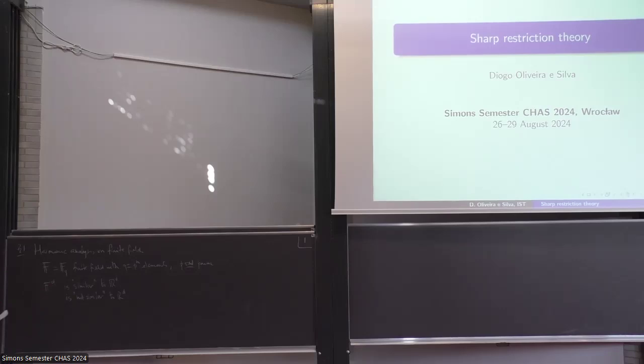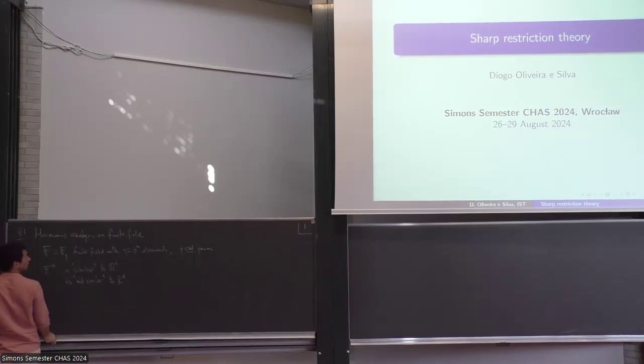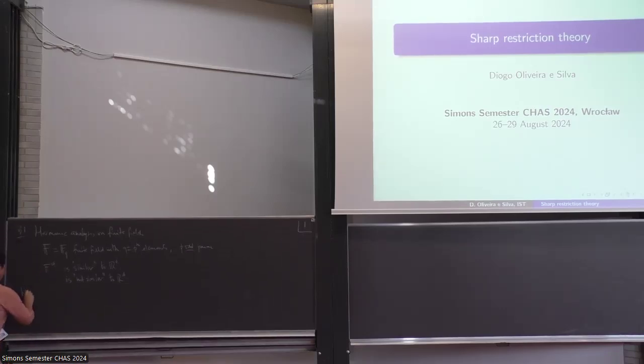All right. So in the late 90s, Tom Wolff, I guess it appears in a 1999 paper, proposed the Kakeya set conjecture in F^d. And I guess once you have the Kakeya set conjecture, you also talk about the Kakeya maximal function conjecture.